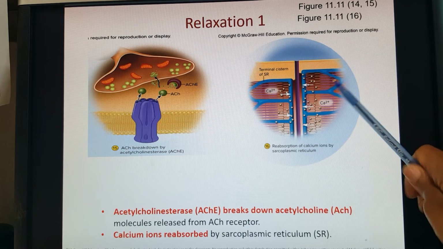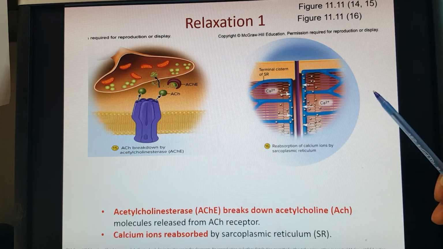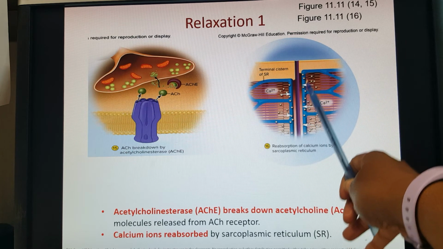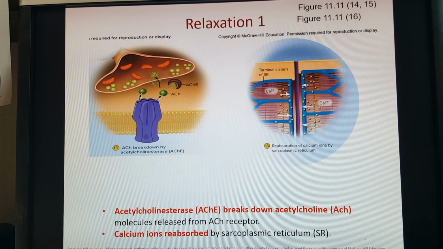Over in our triad, our calcium only binds for so long. Eventually the calcium releases. It's stored back in the terminal cisterns of our sarcoplasmic reticulum, so it can also be ready to be released for another contraction.